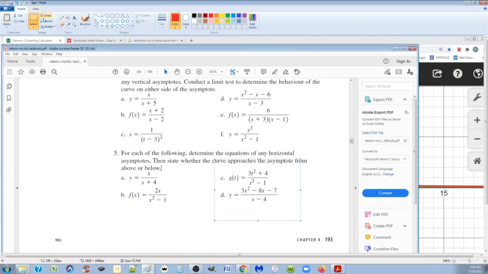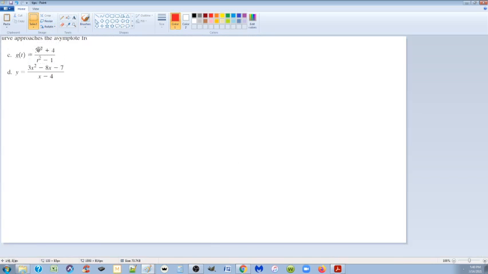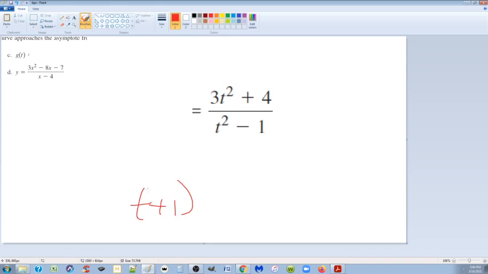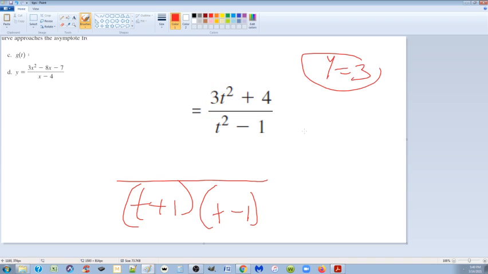Okay, what about these? Again, you always want to factor in situations like this, or see if it can be factored. Obviously the bottom is a difference of squares. You're always going to keep your eye out for difference of cubes and difference of squares because it's the thing they like the most. And up above, it can't be factored. Notice they're the same power, so I have to look at their coefficients, 3 over 1. So y is equal to 3 is the horizontal asymptote.